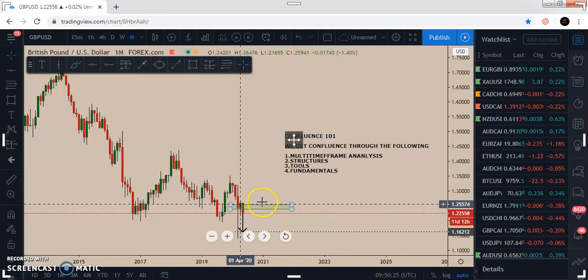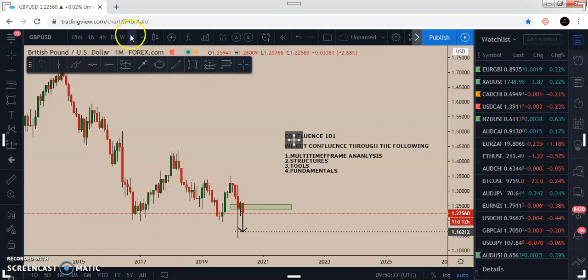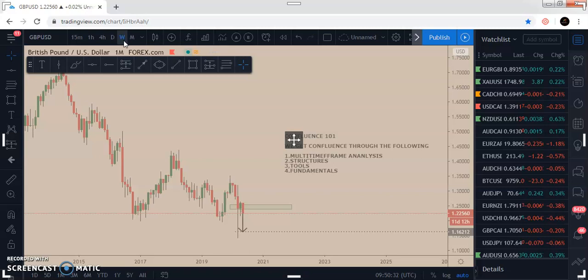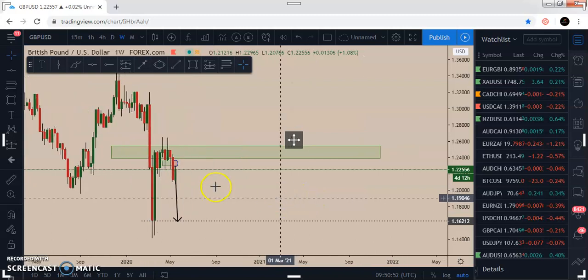So this is a structure area. What we're going to do, we'll go over to the weekly time frame to see if the structures are in agreement to complete the confluence. As you can see on the weekly time frame, the structures are in agreement.